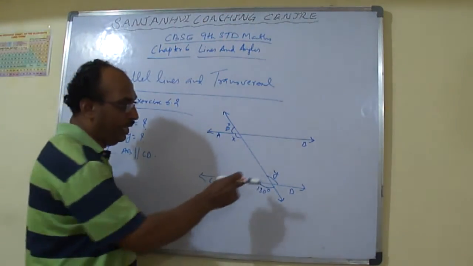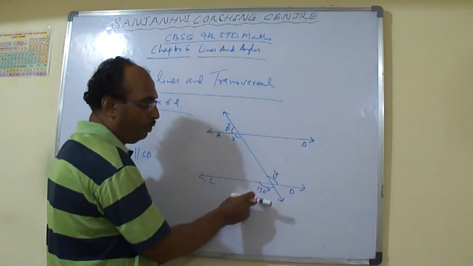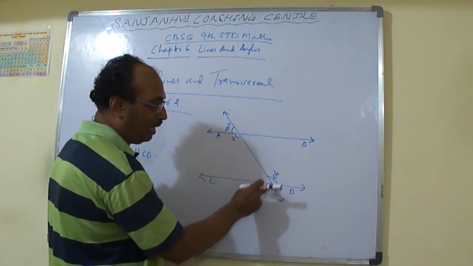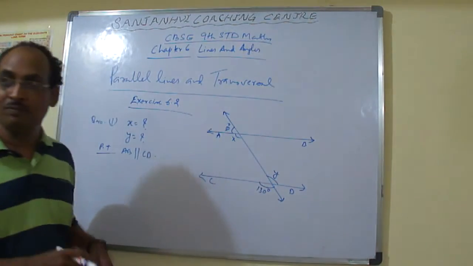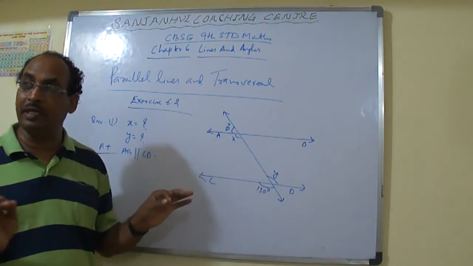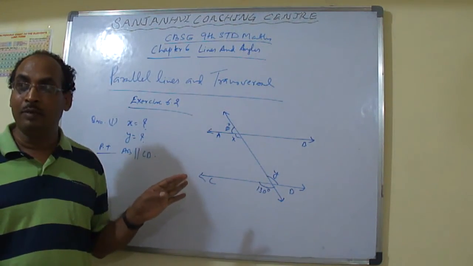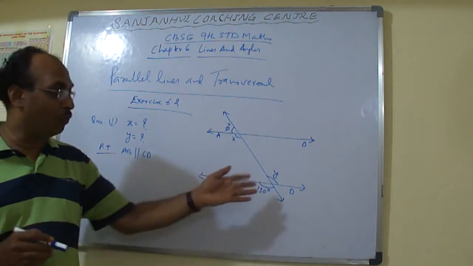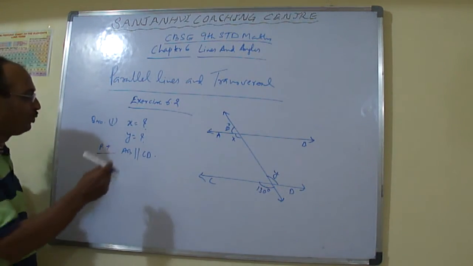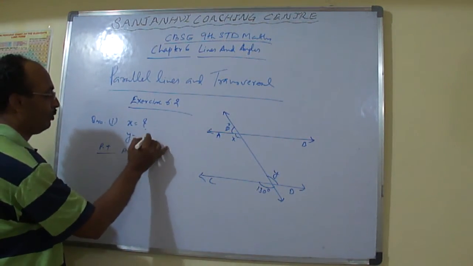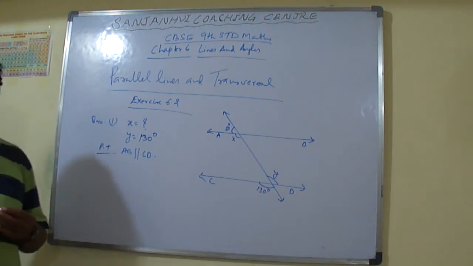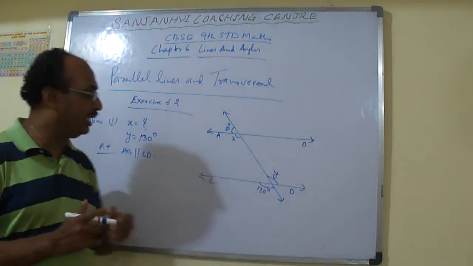Now from here what you are finding? You are finding that y and 130 both are vertically opposite angles. Yes or no? Vertically opposite angle means both are equal. It means y is equal to 130 degree immediately. Correct or not? Any doubt? No doubt. So y has become 130 degree.